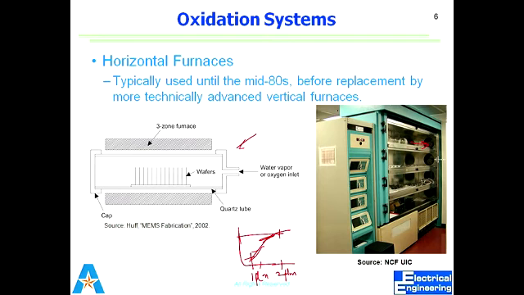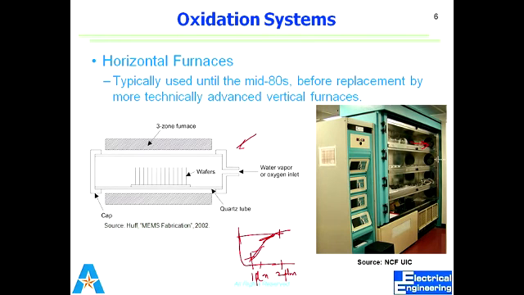We will see this in the lab. Tomorrow we are going to work with this horizontal furnace. In both the labs this week, we will be using this oxidation furnace. There are different types of furnaces. Horizontal furnaces were previously used, but after the mid-80s, they were replaced by vertical furnaces.